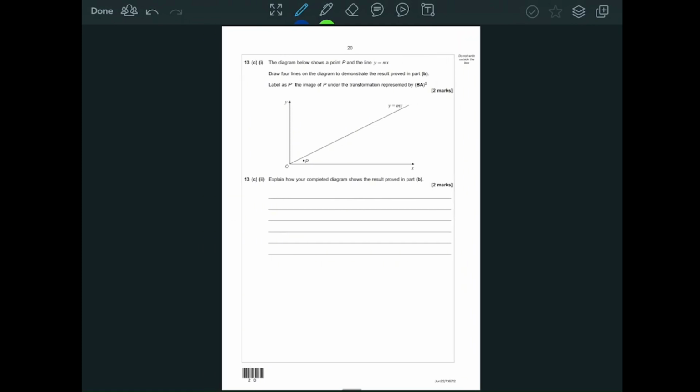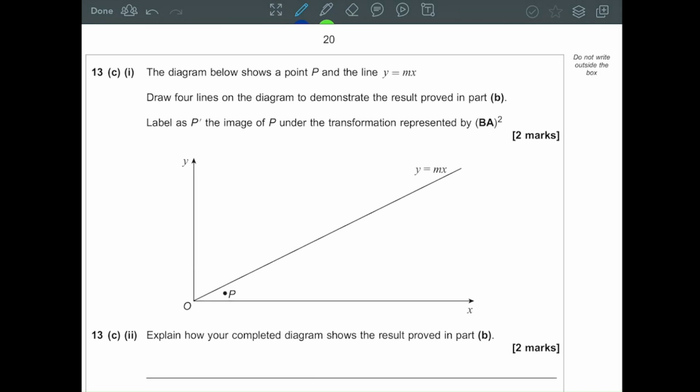Part C i. The diagram shows a point P and the line y equals mx. Draw 4 lines on the diagram to demonstrate the result in part B. Okay, so BA squared tells you to do BA. So we can go to here, and that'll be AP. That's the reflection in the line y equals mx. And these are just rays out from the origin.